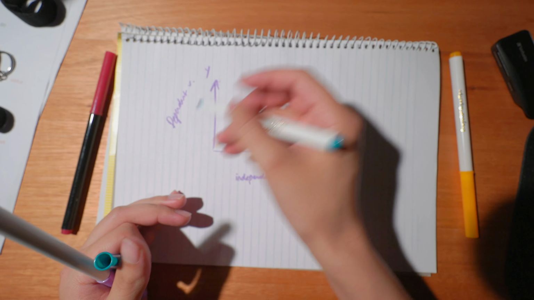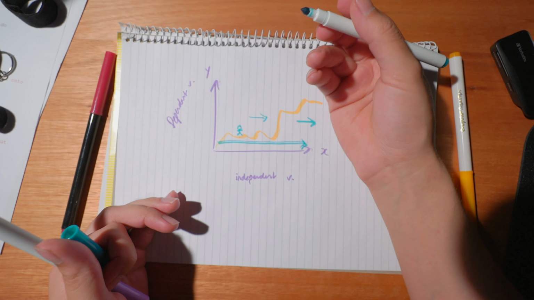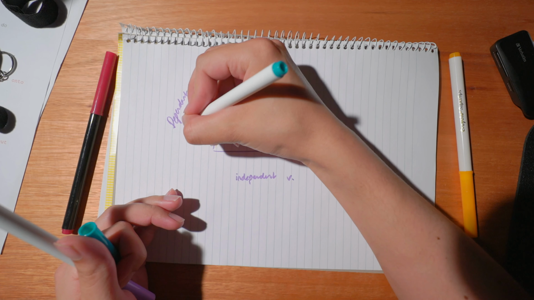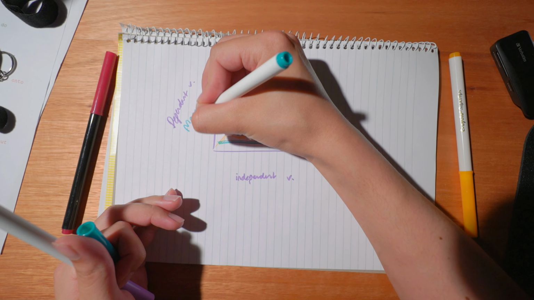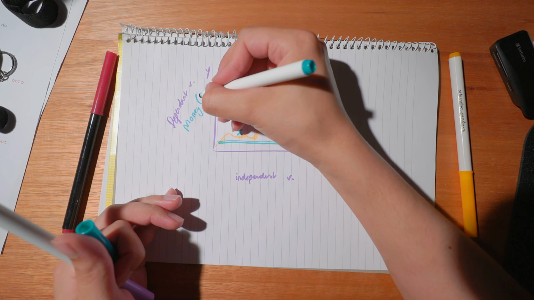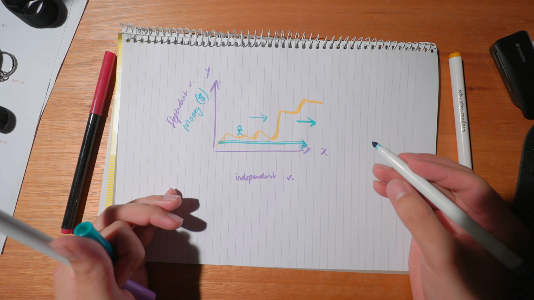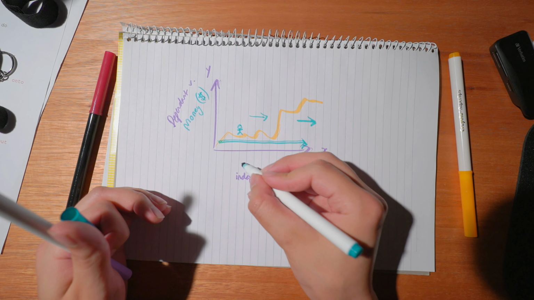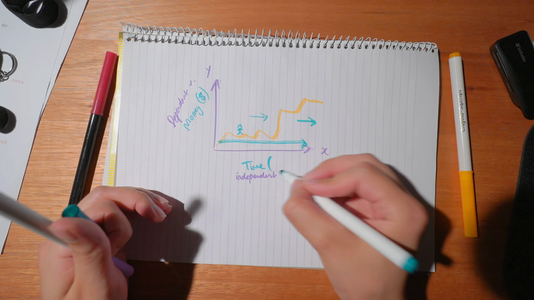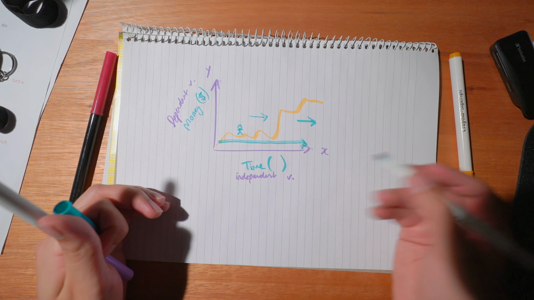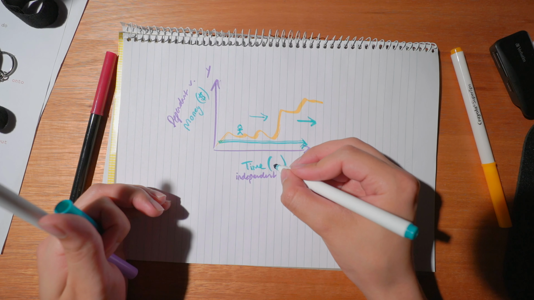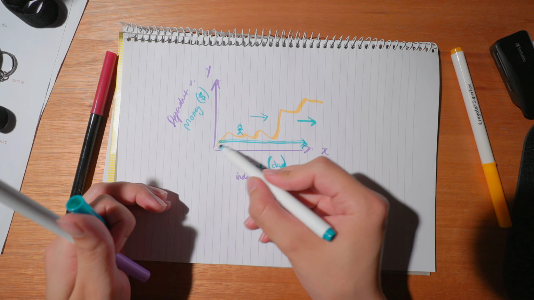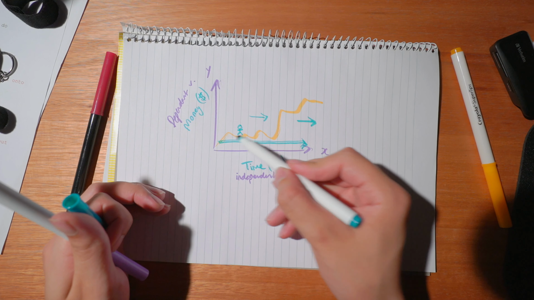So if this vertical axis, let's say, is money, and I'll put the units for money, dollars or something like that, maybe AUD. And the bottom here could be time, and I have to put down brackets for what time is measured in. So let's say days. Okay, so what's happening here? What is the orange line describing?